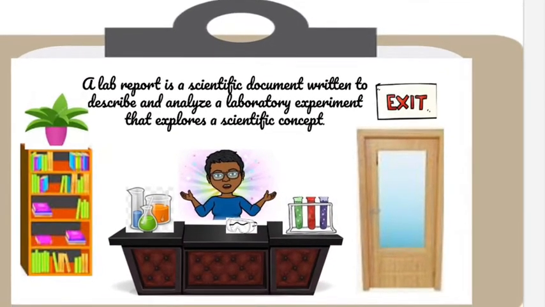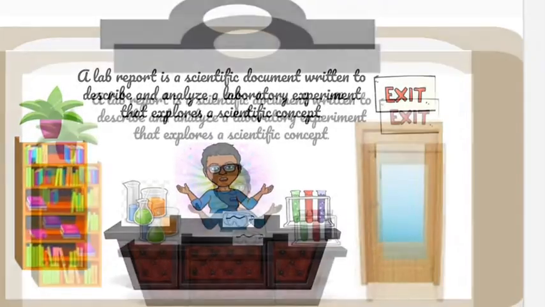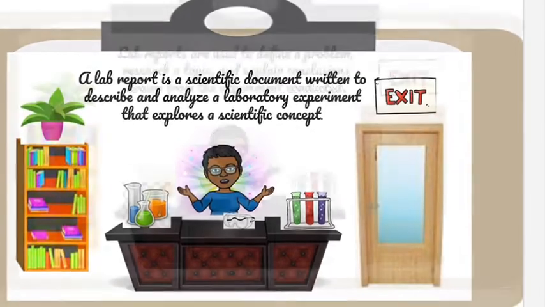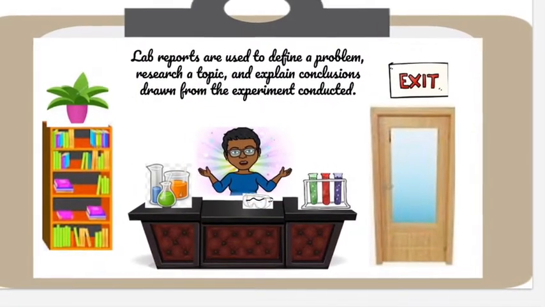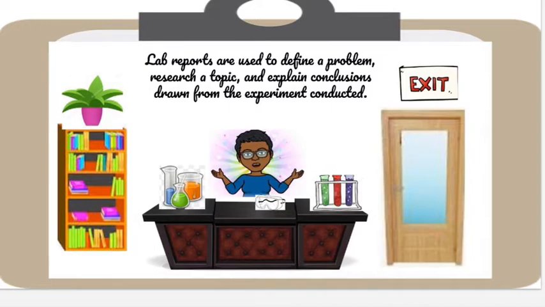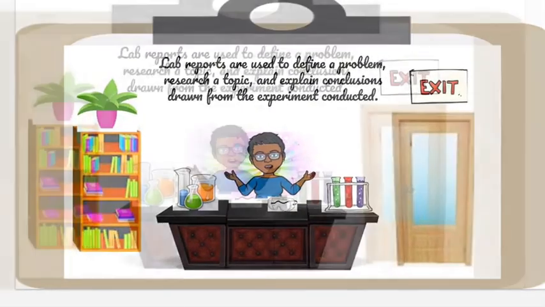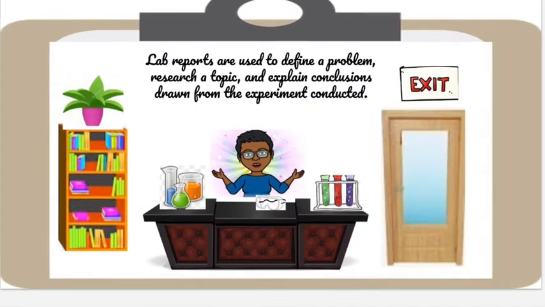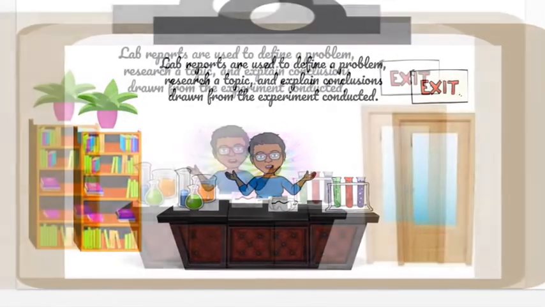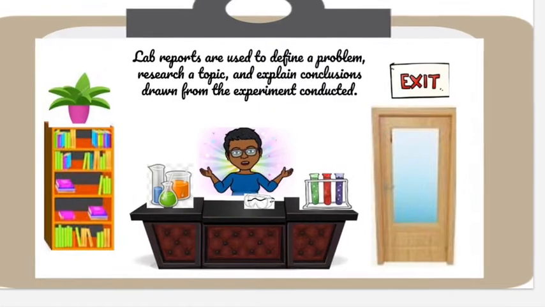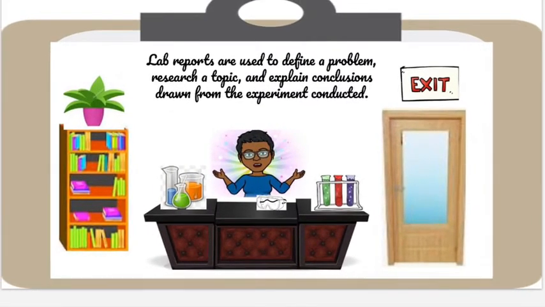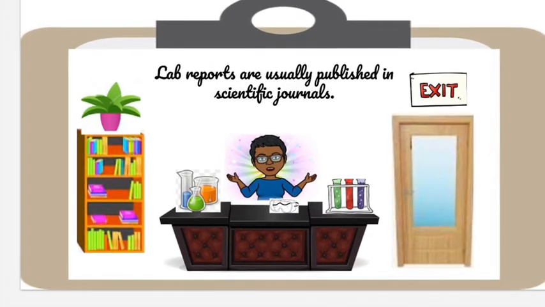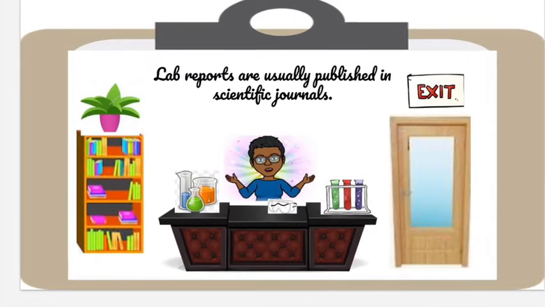And both are very closely tied to a scientific concept that a scientist would want to know. Lab reports are often used to describe or define a problem or a topic that is being researched, and they are used to explain conclusions that are drawn in an experiment. And we're going to talk about that a little bit later in this video, of what that actually looks like.